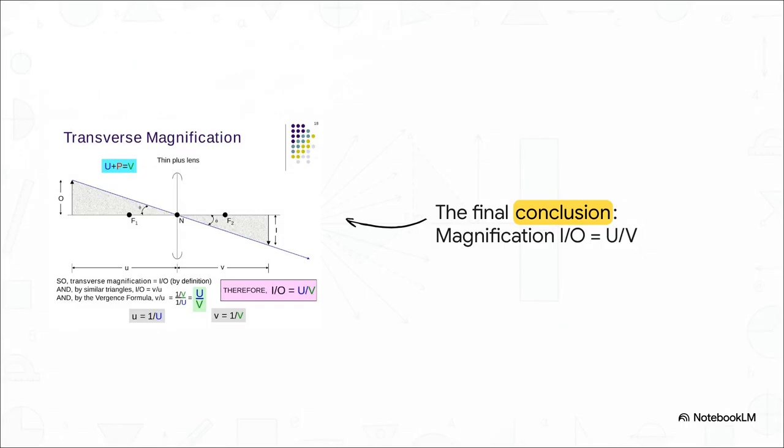When you divide a fraction by a fraction, that math just flips. 1 over big V divided by 1 over big U becomes big U over big V. Magnification is simply the incoming vergence divided by the outgoing vergence. We have completely solved our measurement problem from earlier. We don't need rulers for heights, we don't even need tape measures for distance. All we need is the dioptric vergence.